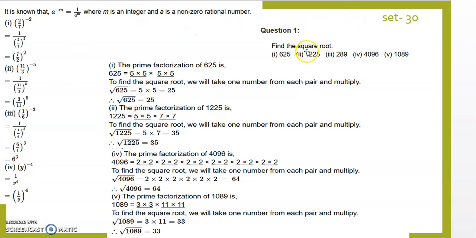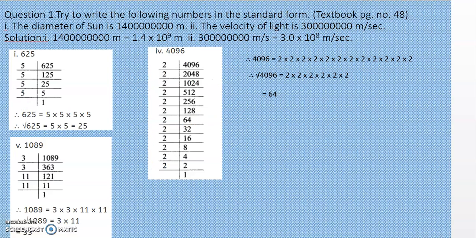So that is set 30. Find the square root. It is asked to find by the prime factorization method. First find the factors. We have already studied how to find the factors. I'll just show you how it is.